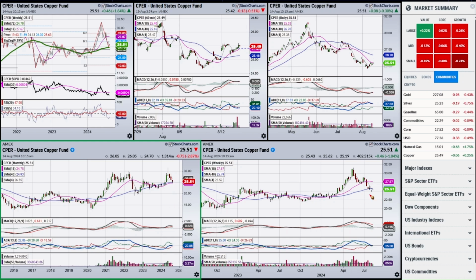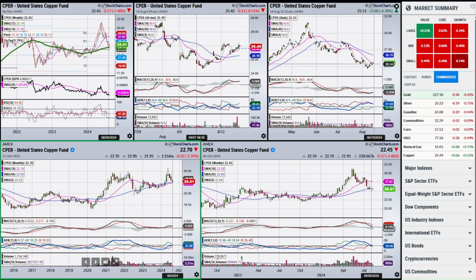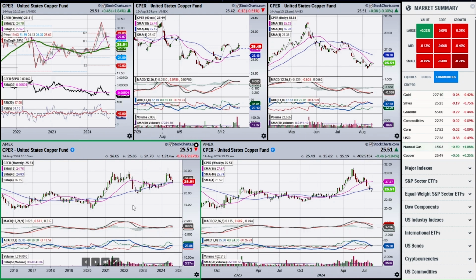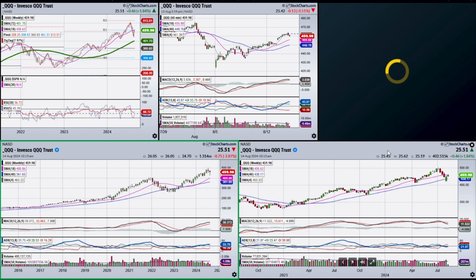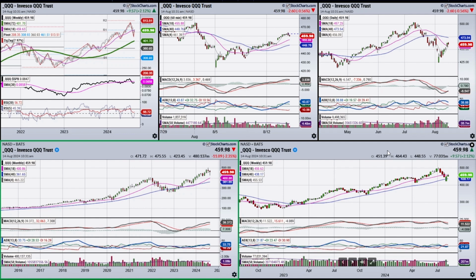If we break, let's just make sure I got this number right, I think that's right around 24 and a half. If we break through that, then I would be a lot more concerned about the copper stocks. I think those trends might be completely over. Right now, they're just kind of down in a corrective pattern. Okay, let's switch over and look at the QQQ real quick, and then we're going to go through some similar requests that came through.